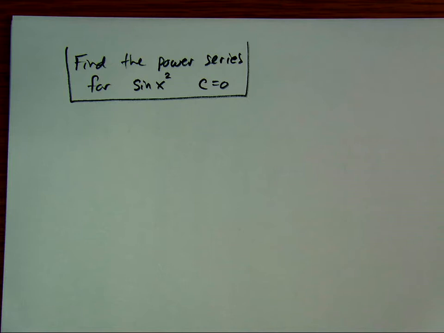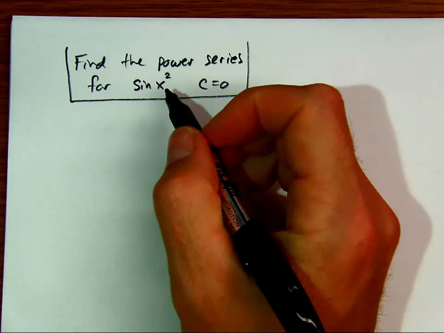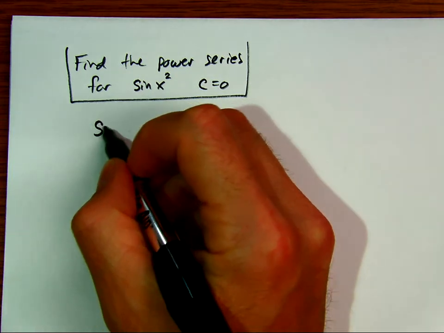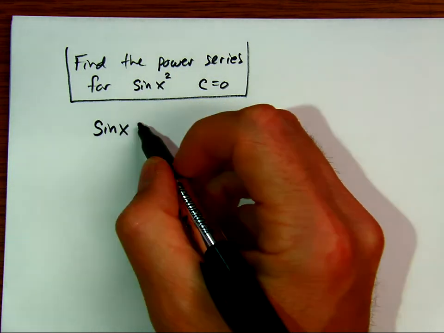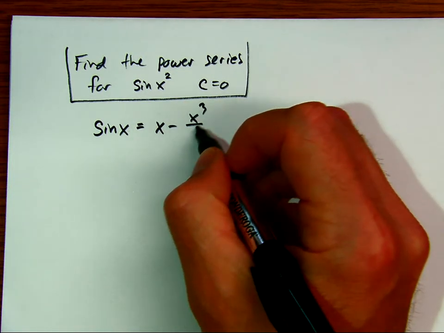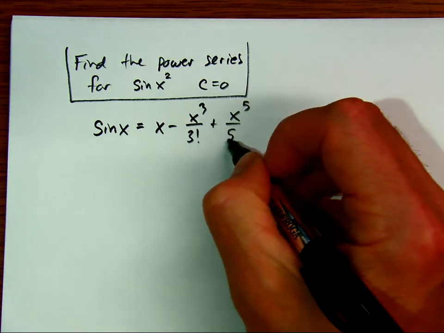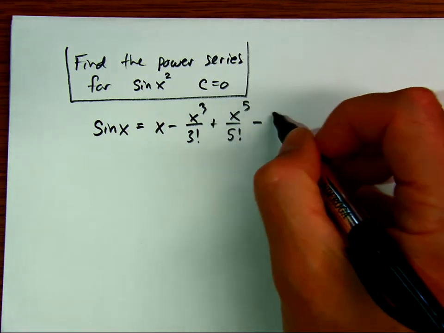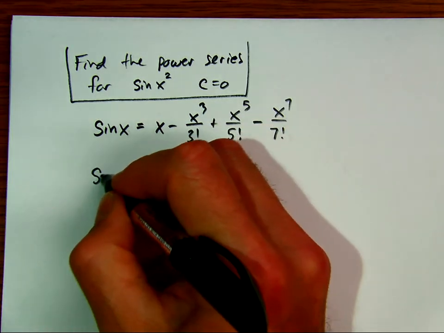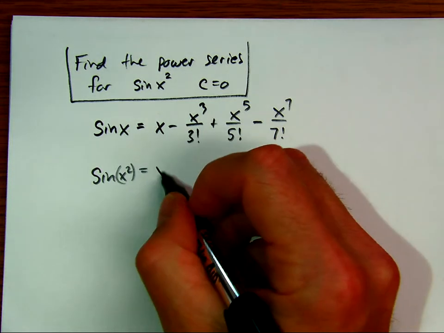All right, so now we don't want to have to do all those derivatives, and we just want to substitute into this series for sine. So we're going to just memorize this. And then we just substitute x squared. So instead of writing an x, we write x squared.